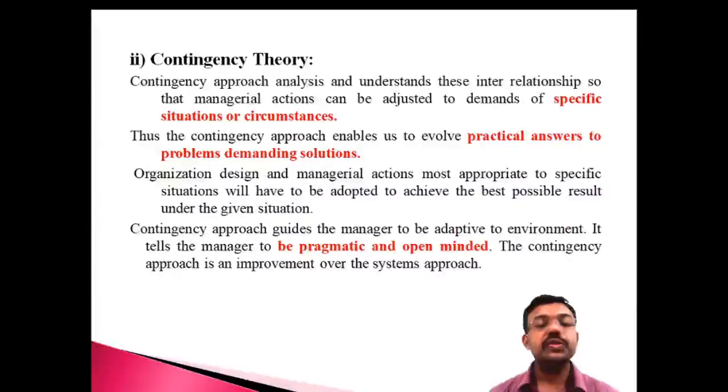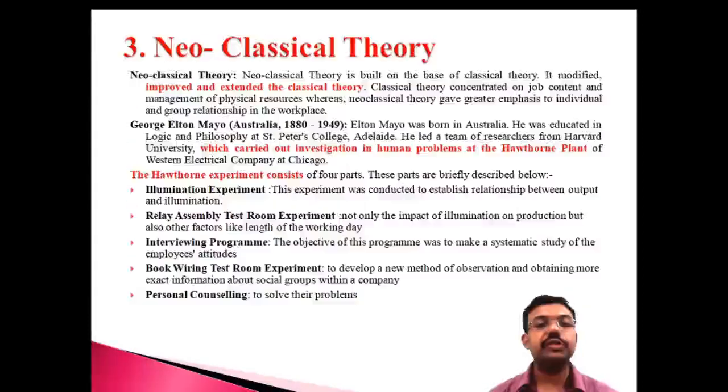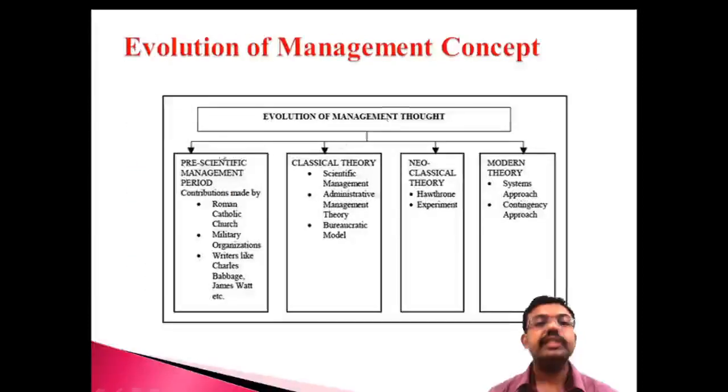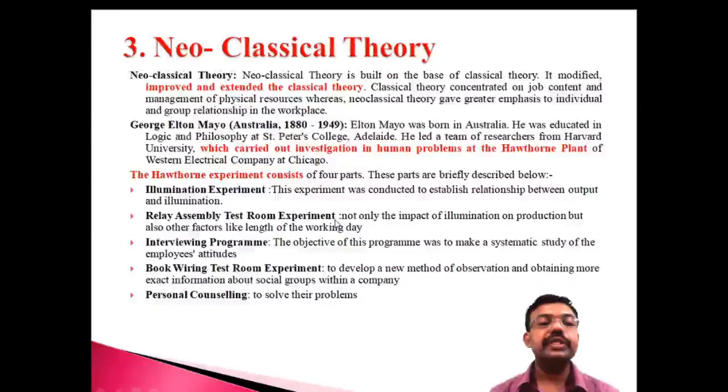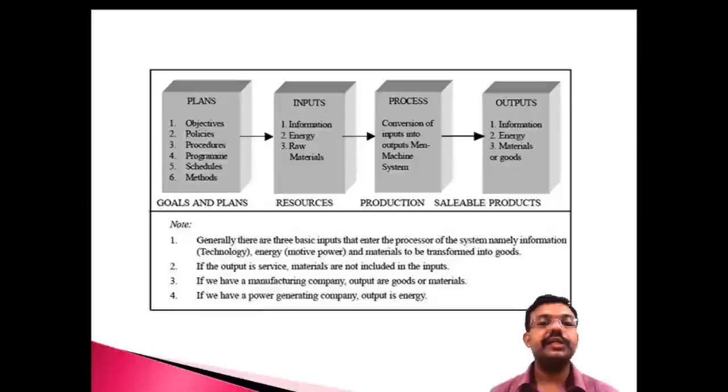Okay, so finally we can conclude this evolution of management. First, there is the pre-scientific period, the Roman Catholic Church, military form of organization. Then the classical period, with scientific management, administrative management, and the bureaucratic model. Then the neoclassical point of the Hawthorne experiment, and the modern theory point of system approach and the contingency approach. After that, we are going to discuss different theories regarding management.